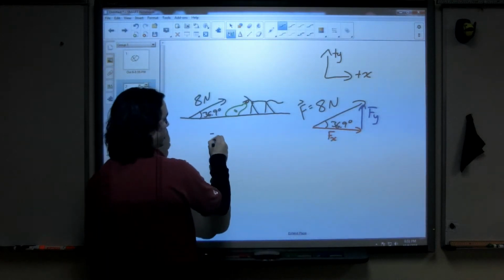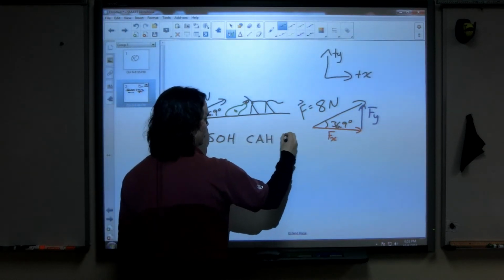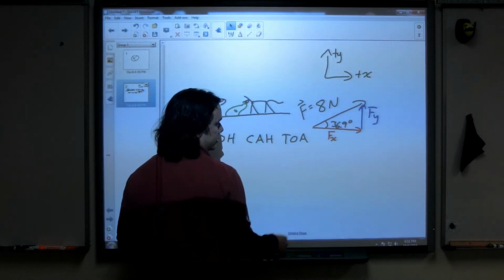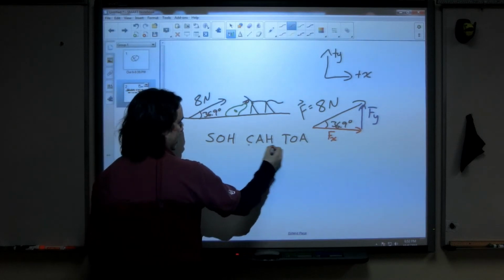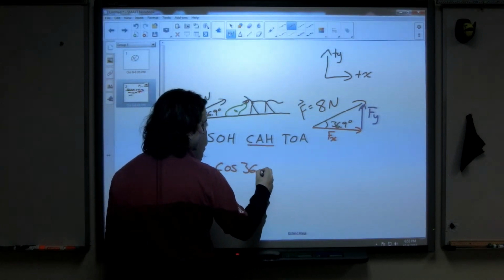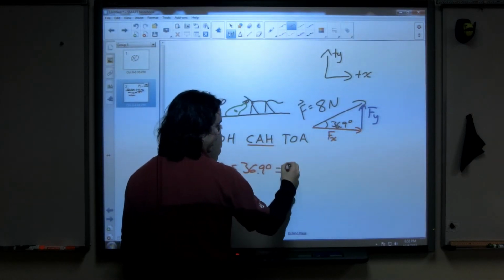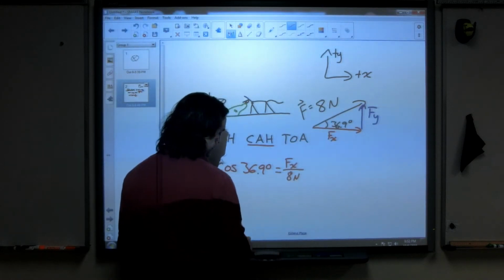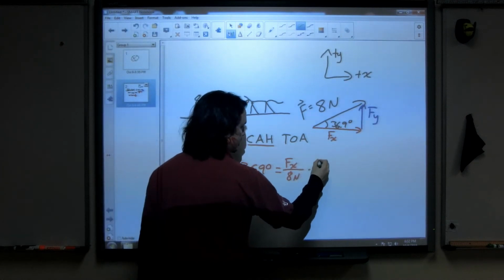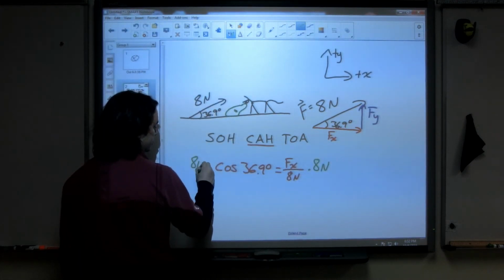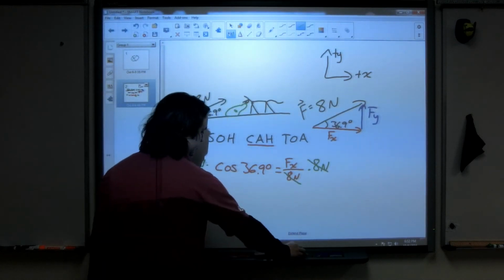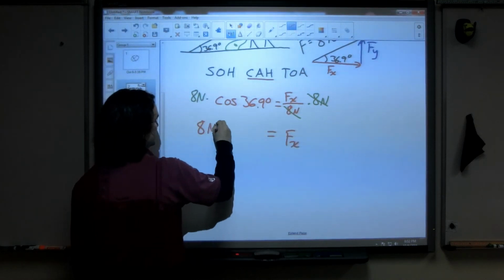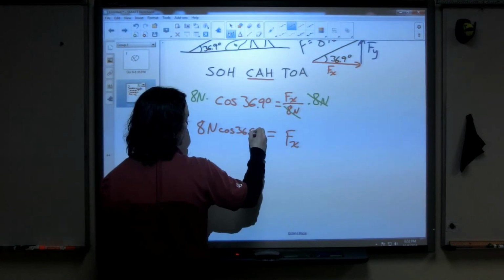This is a triangle, so we're going to apply SOH CAH TOA. If I want to find my x component, it is the adjacent one. It's right next to the angle that I know. So that would be CAH. So we're going to do cosine of 36.9 degrees equals my adjacent, A, my x component, over my hypotenuse, H, which is 8 newtons. I want to solve for my x component, so I multiply both sides by 8 newtons. And I find that my x component is equal to 8 newtons times cosine of 36.9 degrees.